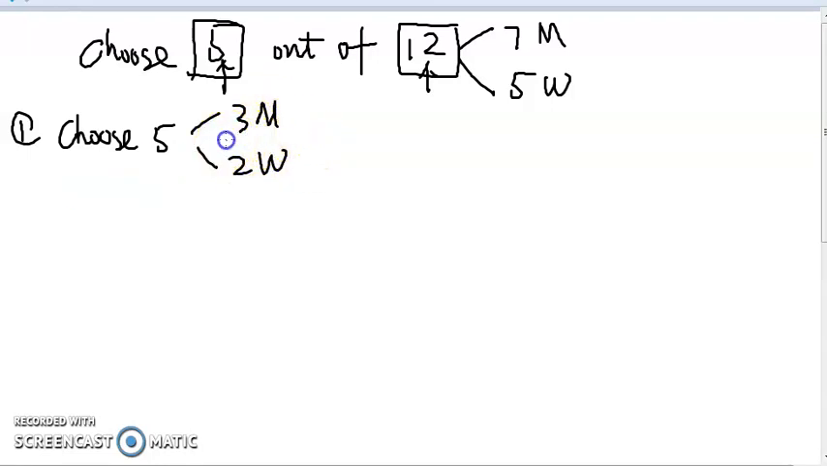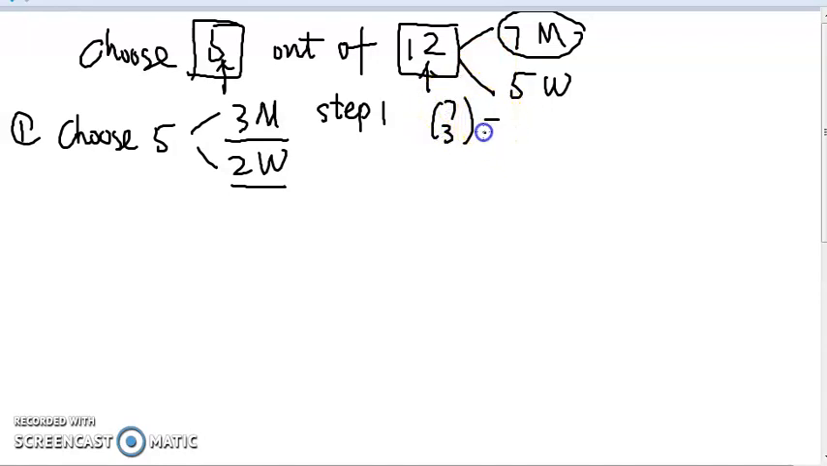Because we have to choose men and women differently, we have 2 steps to do the question. Step 1, choose 3 men. We have a total of 7 men, and we want to choose 3 men. So that's 7 choose 3. We can simplify this: 7, 6, 5 over 3, 2, 1. Reduce that, and that gives us 35 different ways. So there are 35 ways to choose 3 men out of 7 men.